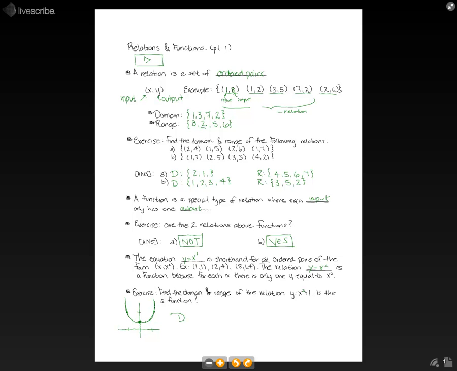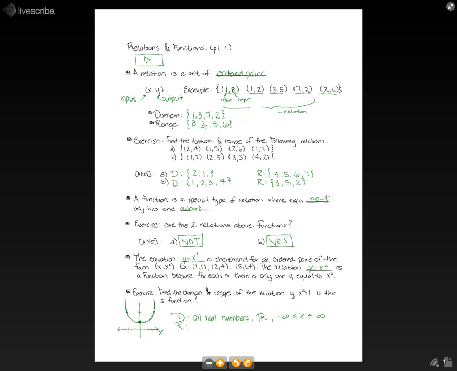So when we look at the domain, we said it's all of the inputs, which is all of the x values, which is basically where can this graph exist in terms of the x-axis, which is this horizontal axis. And we can see that x can extend from 0 to positive infinity and from 0 to negative infinity. So we see that's all real numbers, which we can write as that scripted R. We could also say negative infinity less than x less than infinity. So all three of these are acceptable answers for this domain.